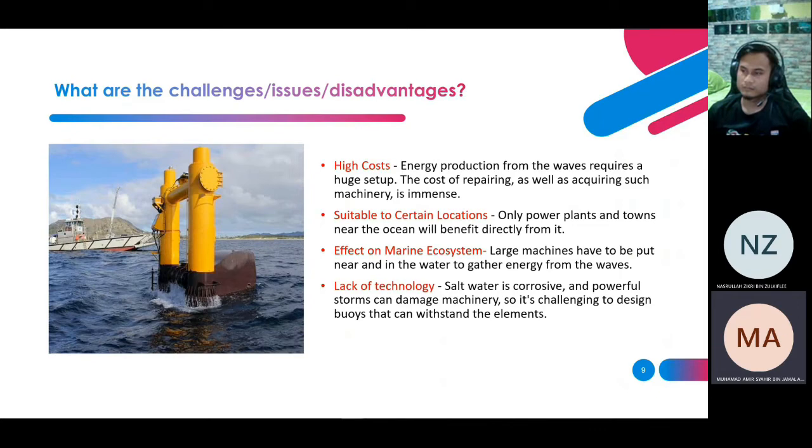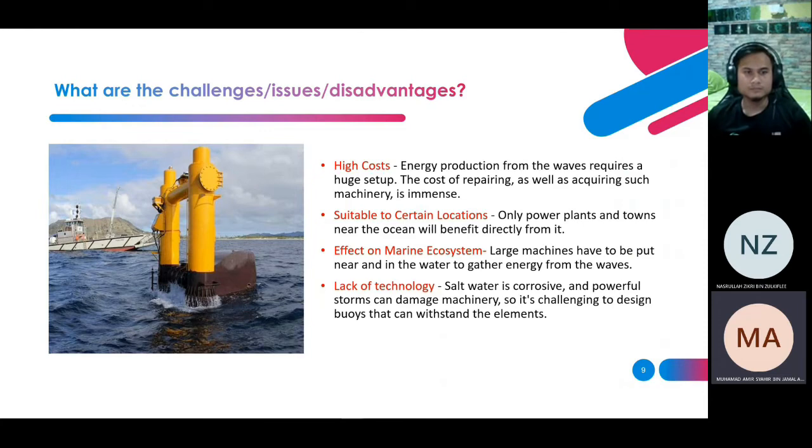The third one is the effect on the marine ecosystem. As clean as wave energy is, it still creates hazards for some creatures near it. Large machines have to be put near and on the water to gather energy from the waves. These machines disturb the sea floor and change the habitat of near-shore creatures such as crabs or starfish. They also create noise that disturbs sea life in the ocean.